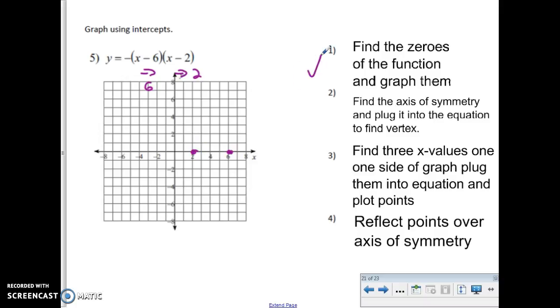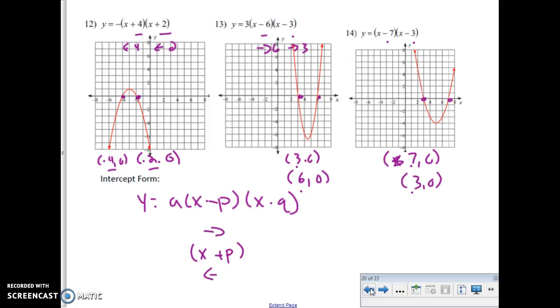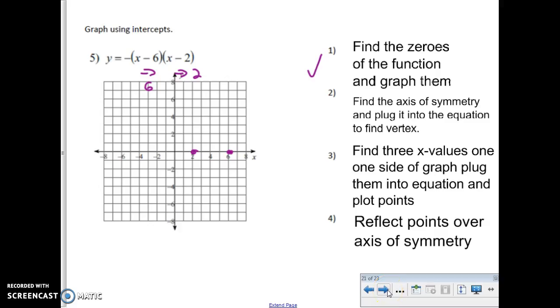Next thing I want to do is find the axis of symmetry. If I look at this graph, it looks like the vertex is right in the middle of those 2 points, which makes sense because the axis of symmetry splits those 2 points in half. So I can draw a line of symmetry right down the middle. Bad line of symmetry, but it is one nonetheless. Looks like I have an axis of symmetry at x equals 4.